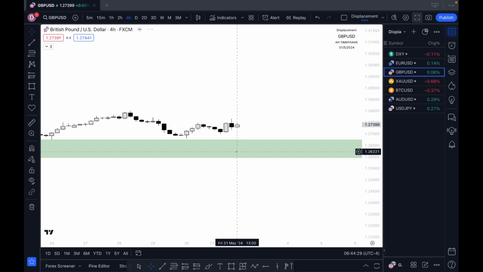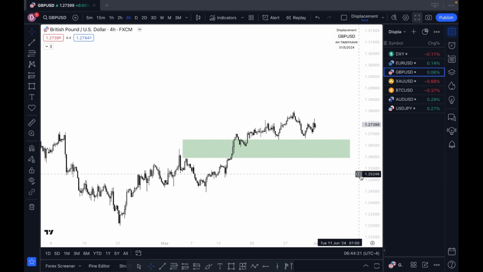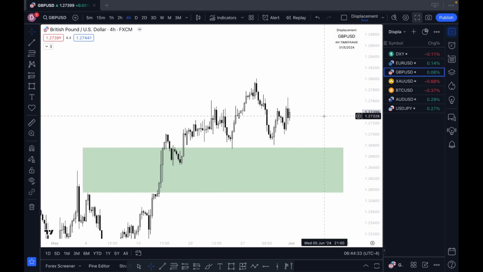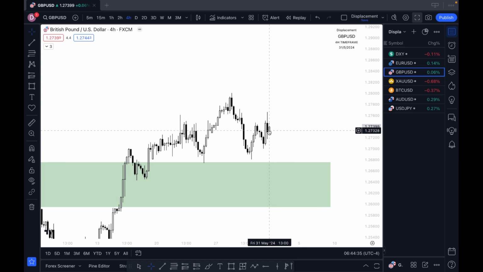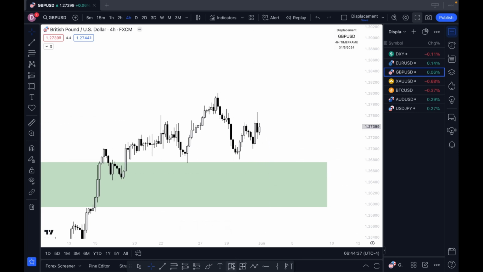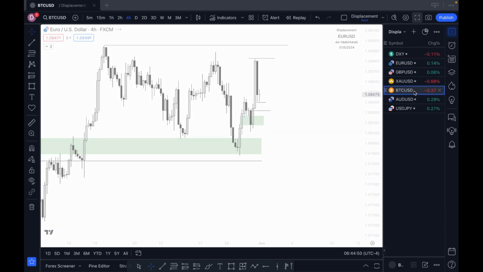Let's see what we have. If price closes below this down close candle, this up close candle, then we can target this. But I would rather say just wait and watch here what's going to happen. Euro USD looking good, as well as BTC USD.